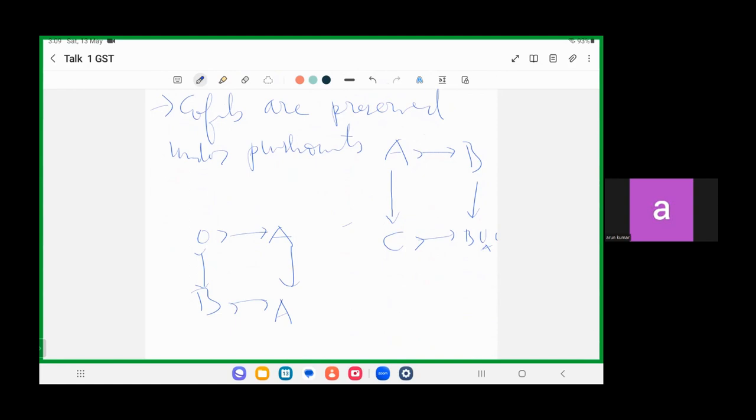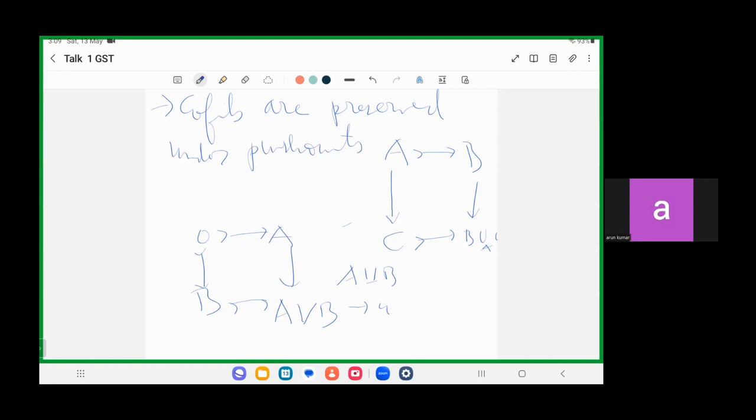So for any object, if you take the maps from the initial object to A and B, and then you take the pushout, this map is denoted, this is the pushout. Usually you can denote it as A disjoint union B. But when you have a zero object, intuitively it looks more like the category of pointed sets or something. So we'll use this notation. This is the coproduct.